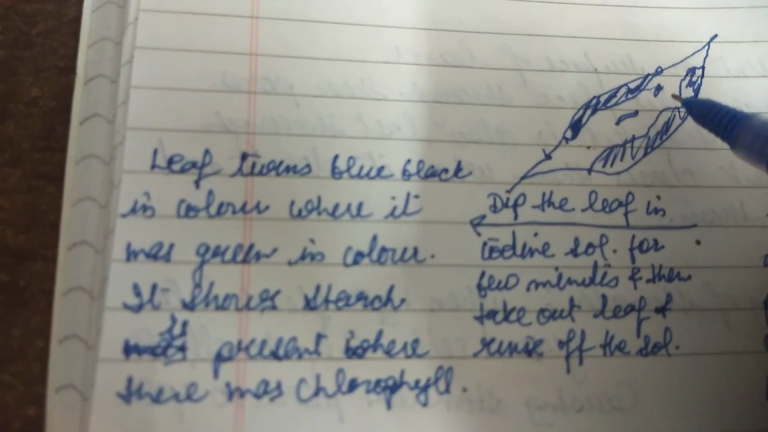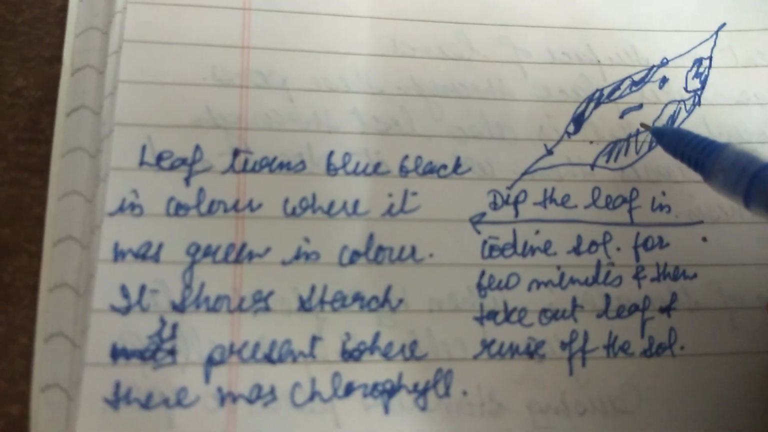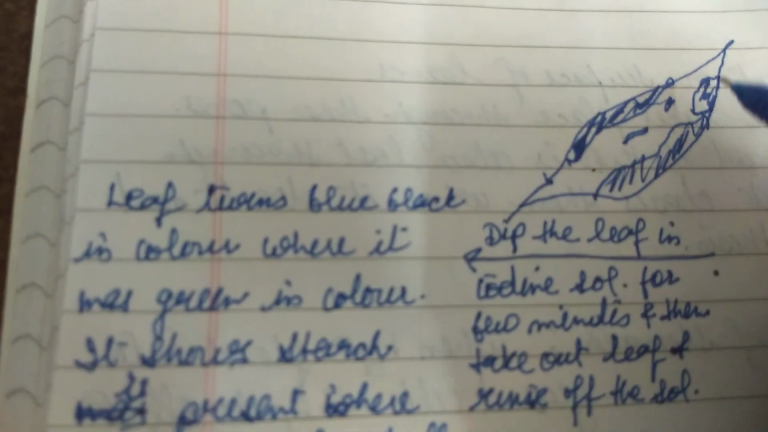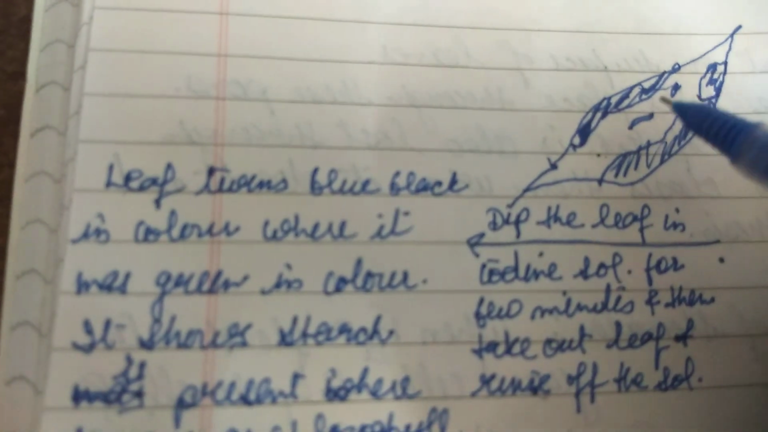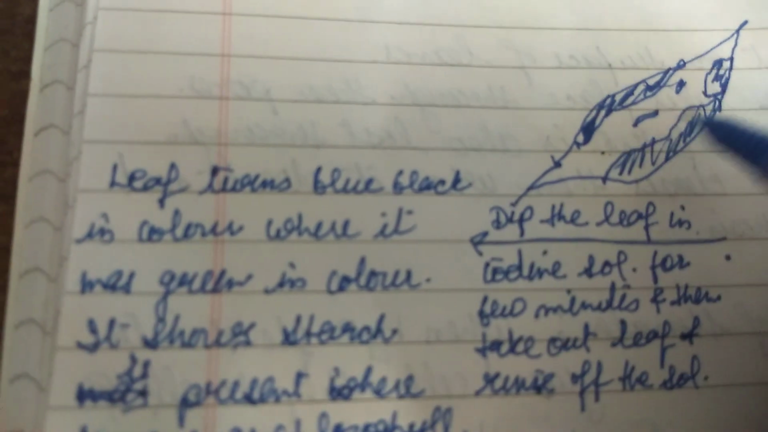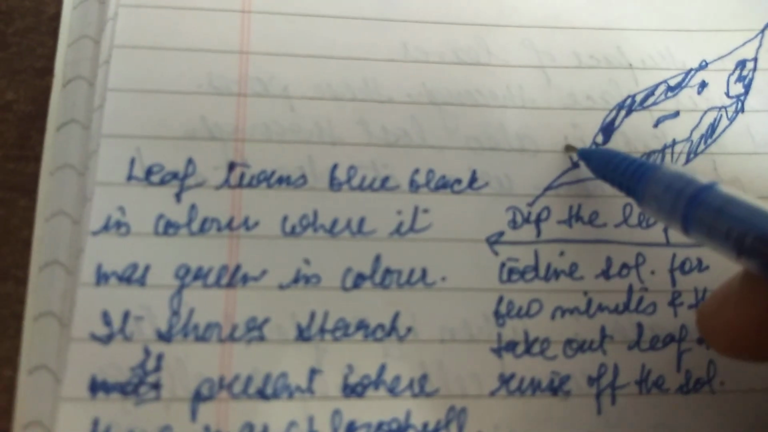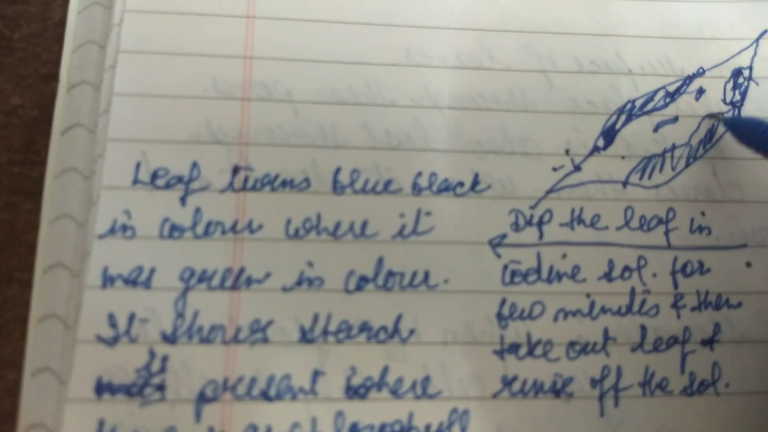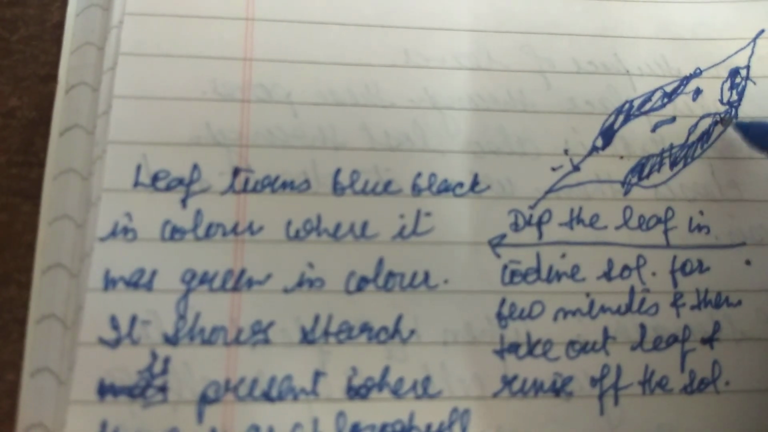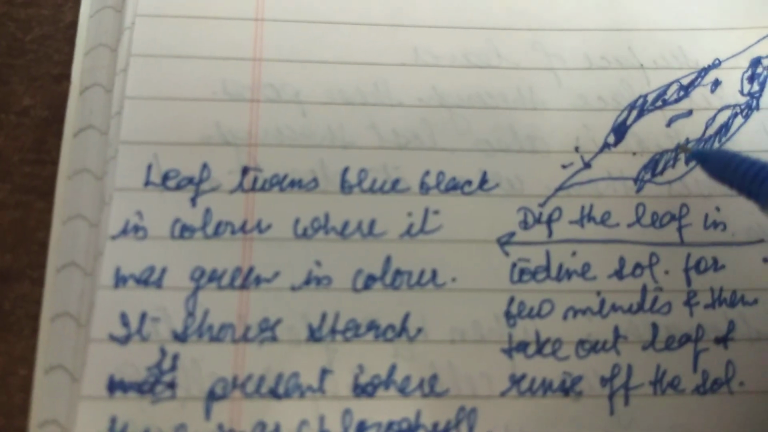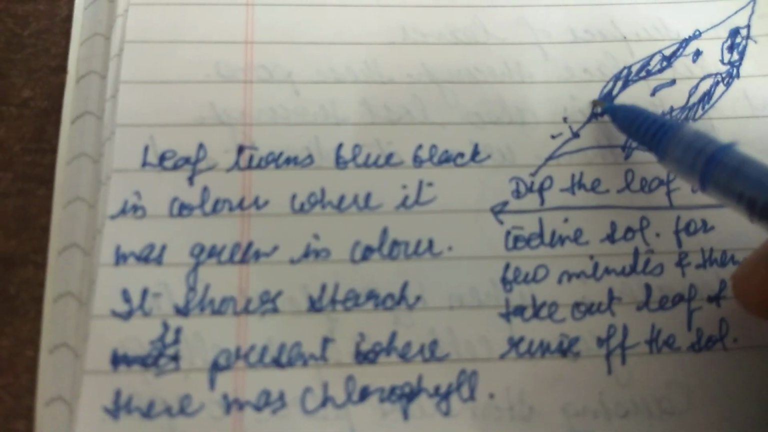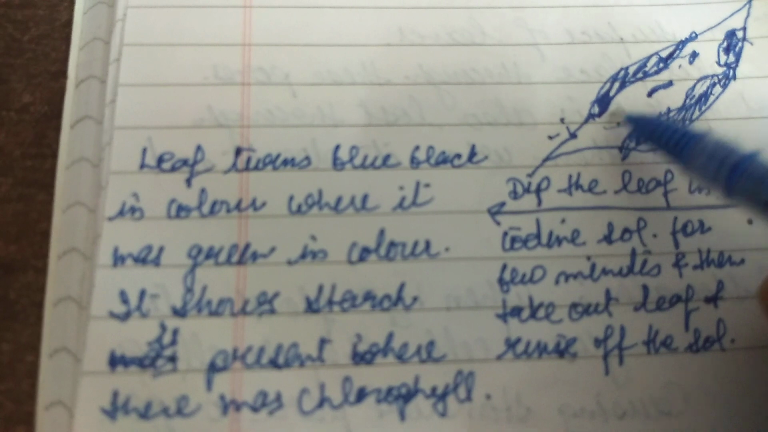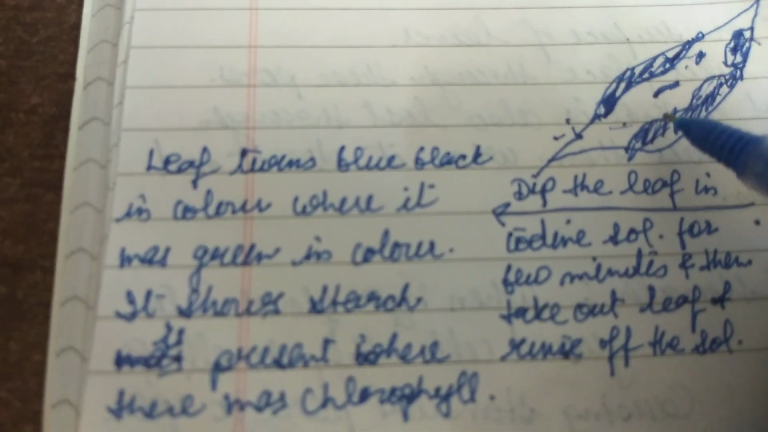Now we have to check the presence of starch. So what we'll do, we'll put the iodine, because we know that iodine gives a blue-black color with starch. If we dip this leaf in iodine for a few minutes, and then take it out and rinse, we'll see that where there was green color, only that region shows the blue-black color. Clear? This means that there is presence of starch only in this region, and not in this area where there was no chlorophyll.